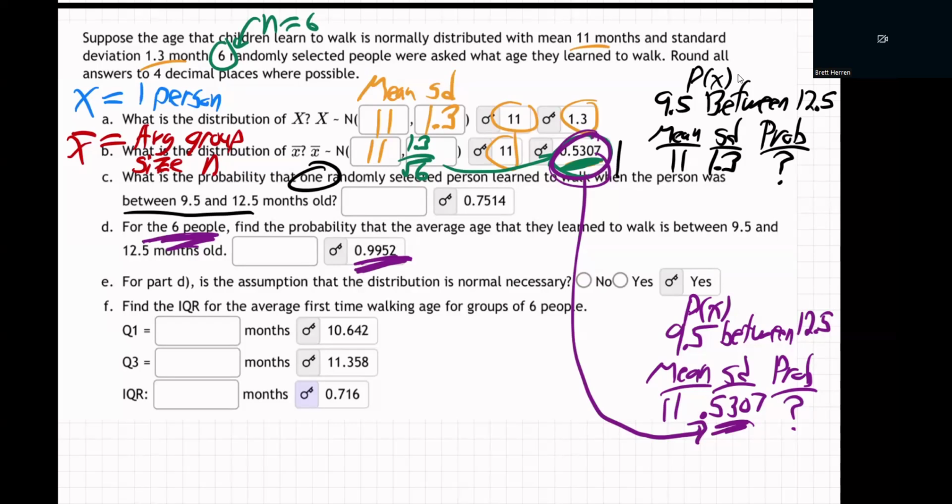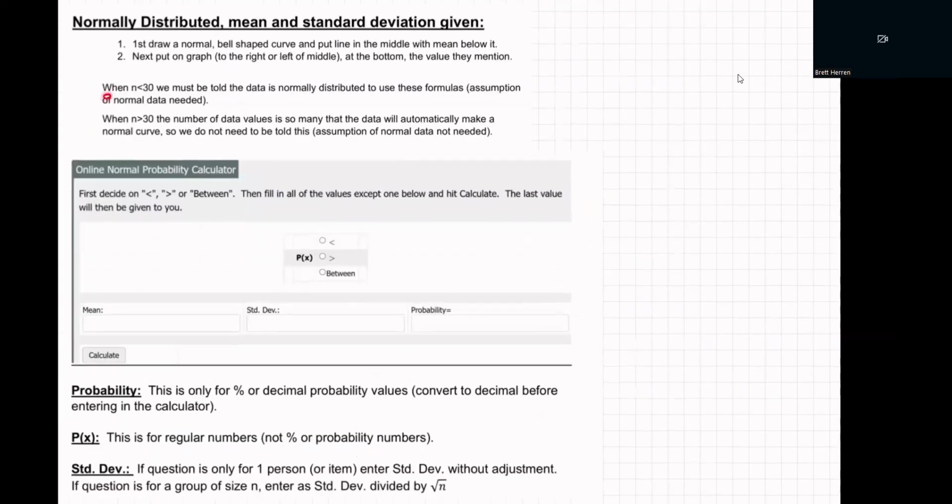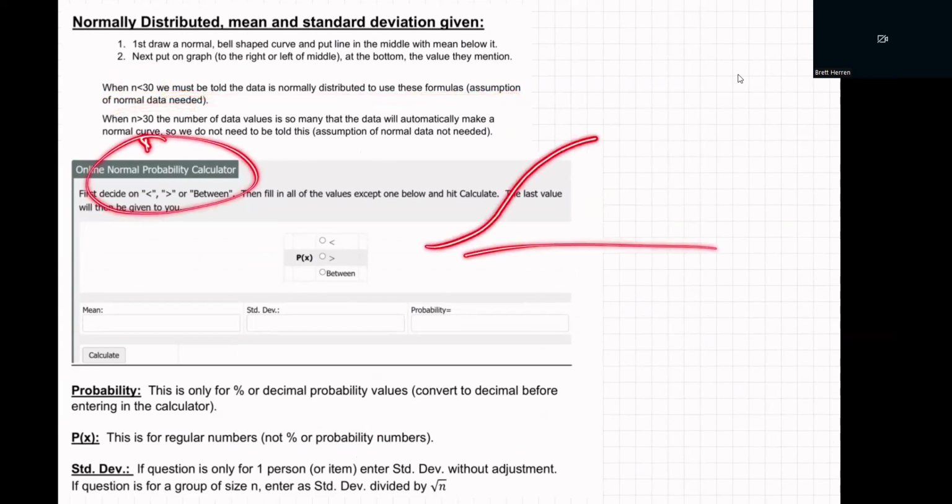Now, part E says, for part D, is the assumption that the distribution is normal necessary? The answer is yes. What are they talking about? Well, that's up here in the notes. If you look at the notes, it says when the number in your group is less than 30, we must be told the data is normally distributed to use these formulas. The assumption of normal data is needed, right? You were using a normal probability calculator. We've got to know that the data is normally distributed.